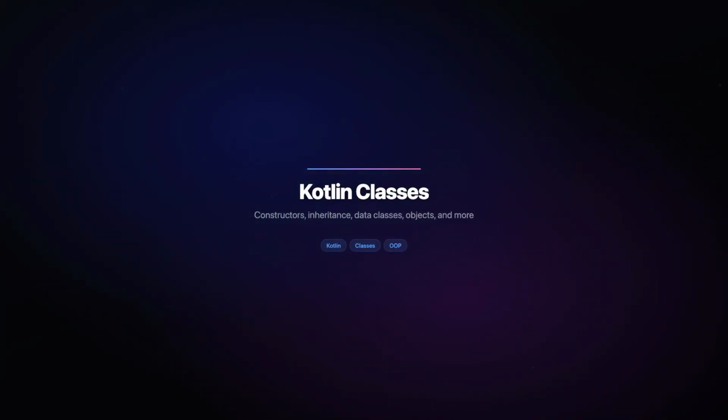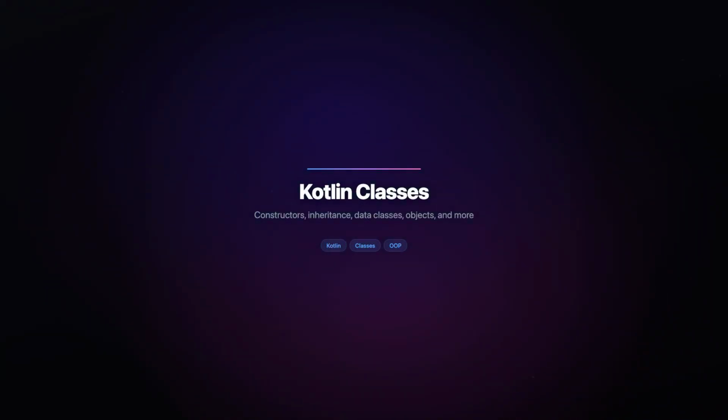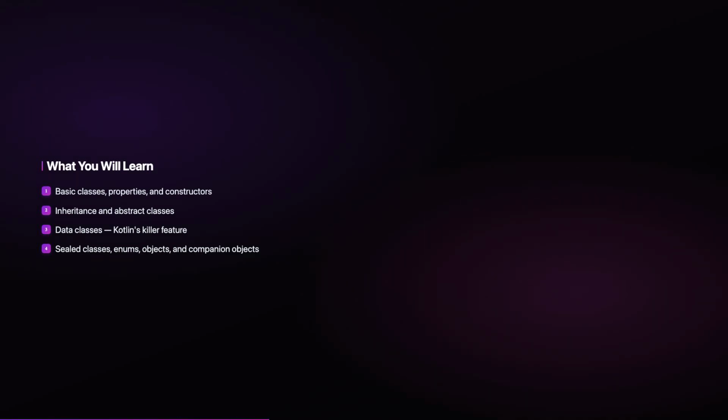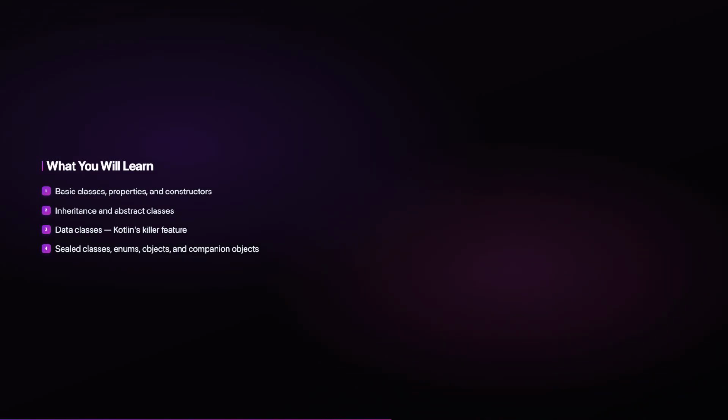Kotlin classes, objects, and data classes. In Java, a simple class with 3 fields needs a constructor, 6 getter and setter methods, equals, hashcode, and toString. That is easily 50 lines of boilerplate code. In Kotlin, a single data class line gives you all of that automatically. Today, you will learn every type of class Kotlin offers and when to use each one.